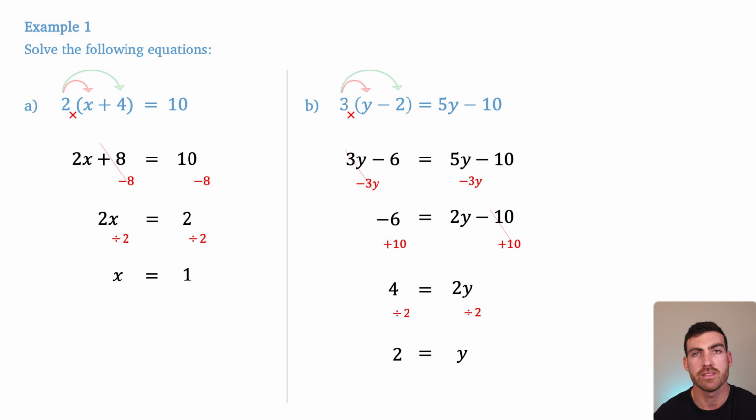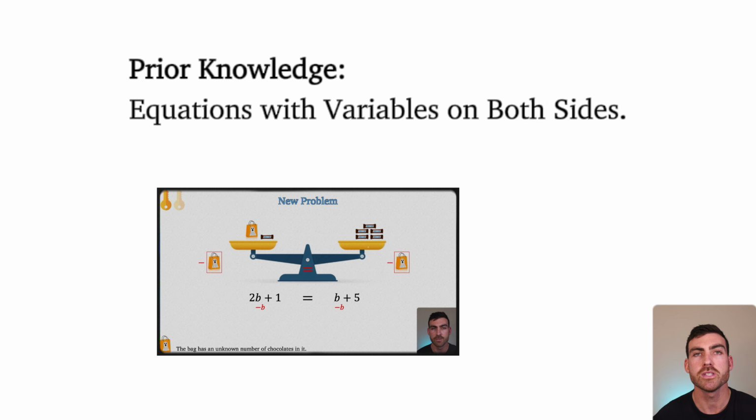Since equations are about things that are the same, we can switch the sides, giving us a final answer of y equaling 2. We are using the skills from the previous lesson, equations with variables on both sides. If you need to refresh your knowledge on these skills, I'll leave a link to my videos in the description.